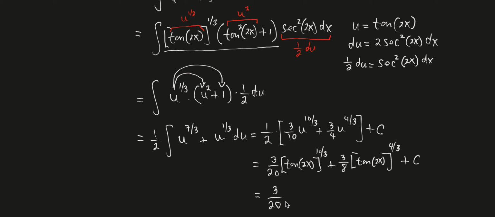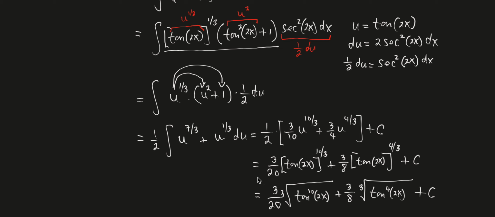3/20, and then this would be the cube root of tangent of 2x to the 10th power, right? Which could be written like that. And then plus 3/8 times another cube root, and that's now of the cube root of tangent of 2x to the 4th power, which we can write like this. All right, and then our plus c. So that's our antiderivative, right?